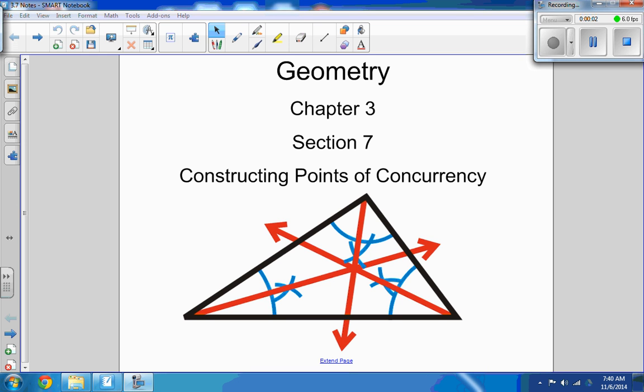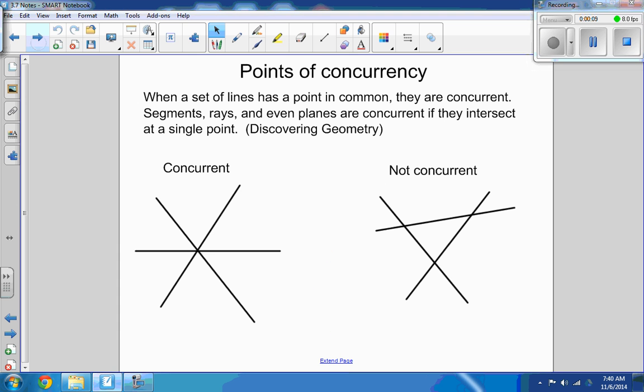Today we're looking at Geometry Chapter 3, Section 7, Constructing Points of Concurrency. Points of concurrency: when a set of lines has a point in common, they're concurrent. Segments, rays, and even planes are concurrent if they intersect at a single point. So you can see these three lines are concurrent because they intersect at a single point. All three of these lines are not concurrent because they're not intersecting at a single point.